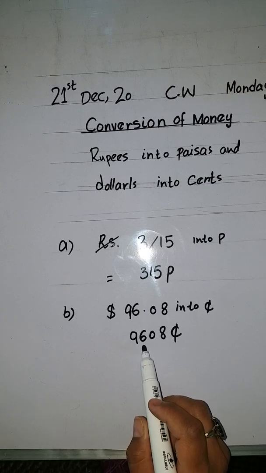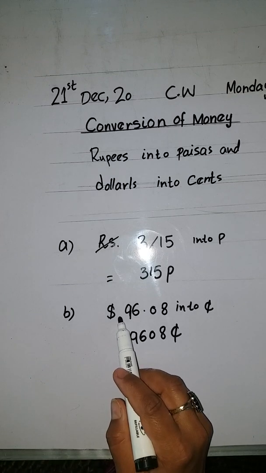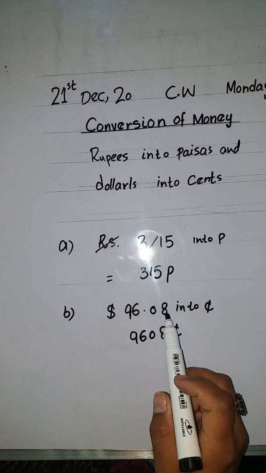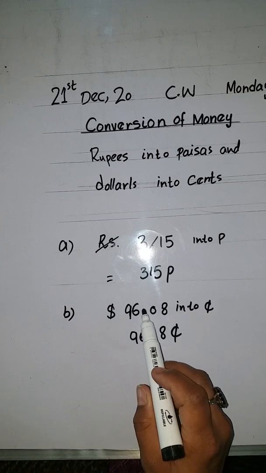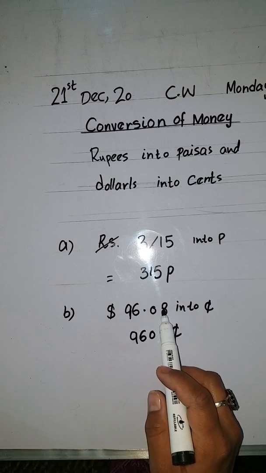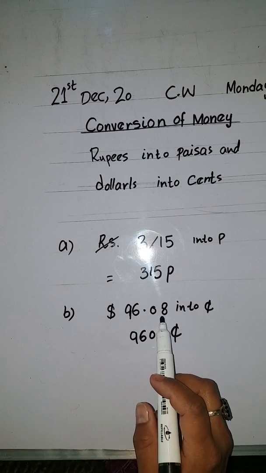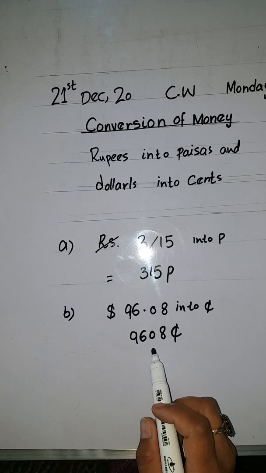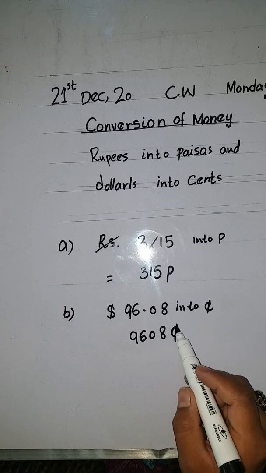So to convert dollars into cents, when we are given dollars and cents in this form, what you will do is only remove the dollar sign and the point, and you will place the cent sign.